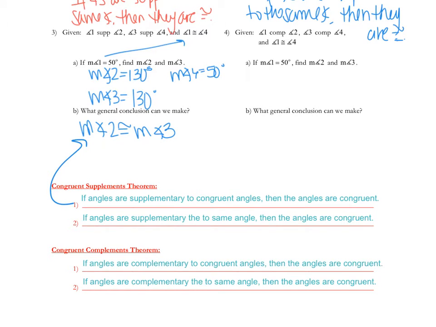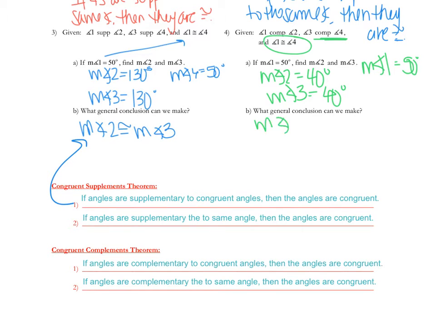Okay. And then we have the same thing for complementary. So if 1 and 2 are complementary, then the measure of angle 2 is 40 degrees. 1 and 4 are congruent, so the measure of angle 1 is 50 degrees. So 3 and 4 are complementary, so this is also 40 degrees. So angle 2 is congruent to angle 3, because if angles are complementary to congruent angles, then the angles are congruent.